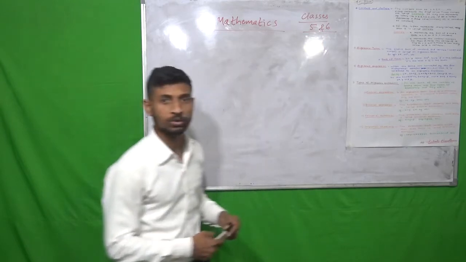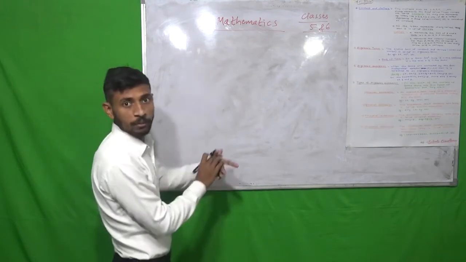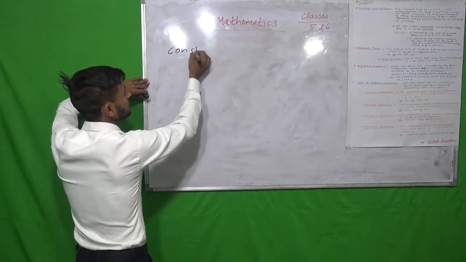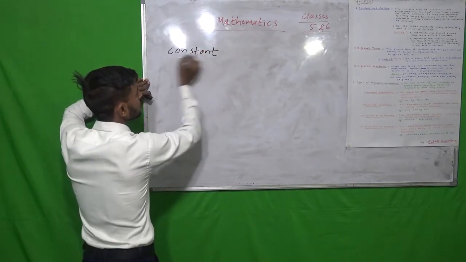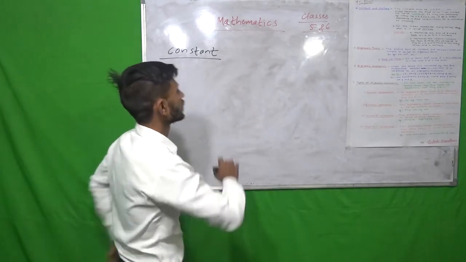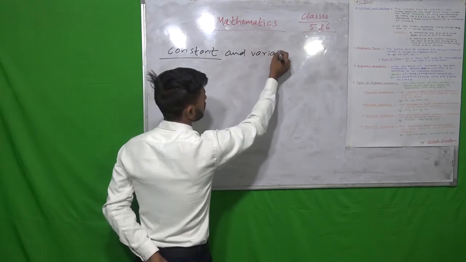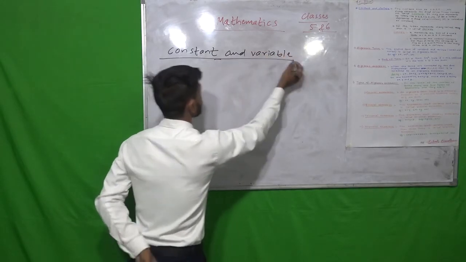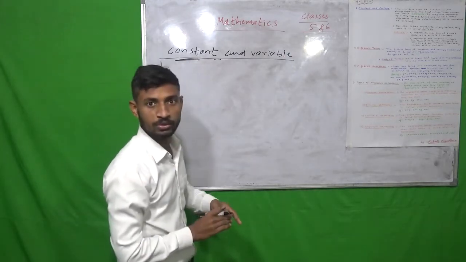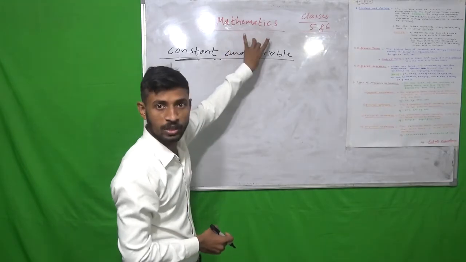And today we are going to study about the topic from algebra: constant and variable. Here, constant and variable, what does that mean? Constant means having a fixed value, having only one value, and variable means having more than one.